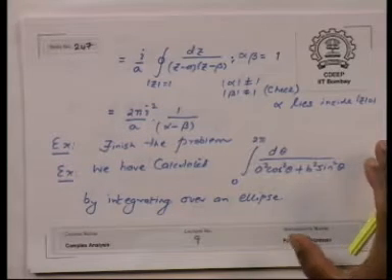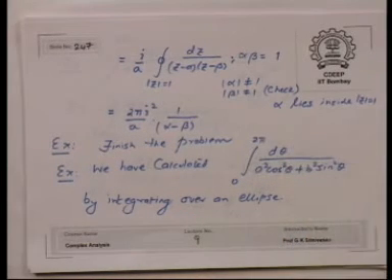Now, recall that we have done this integral 0 to 2 pi d theta upon a squared cos squared theta plus b squared sin squared theta by integrating over an ellipse, correct.